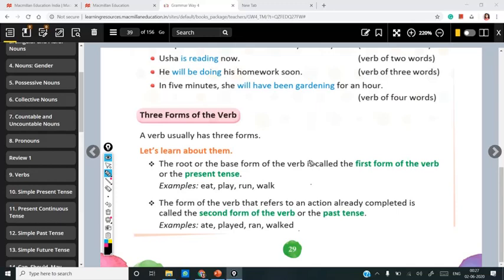Okay, what all is given? The base form obviously, and then the past tense and the past participle. Let's read. A verb usually has 3 forms. The root or base form of the verb is called the first form of the verb or the present tense. Yes, I told you that base form, it is the present tense, like eat, play, run, walk. They are the original words. The form of verb that refers to an action already completed is called the second form of the verb or past tense. Something that has already happened, it is the past tense, like ate, played, ran, walked. All these are past tense.